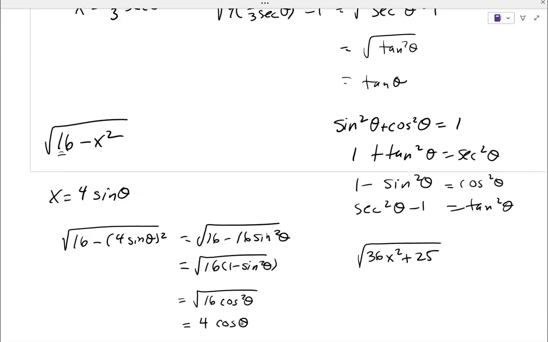Because again, we've got variable squared plus constant, right? Well, the only one that has a plus sign in it is the tangent squared one, right? So the substitution we know we want to make is x equals something times tangent of theta. We just have to figure out what the something is for the constant to be adjusted, right?